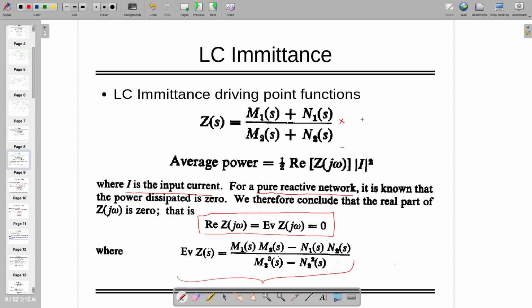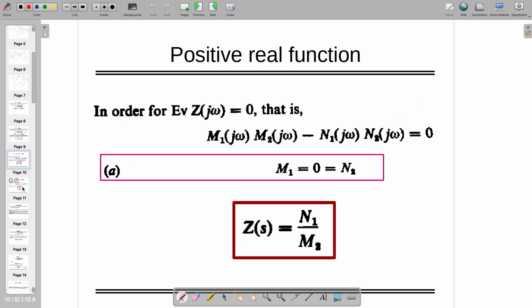To achieve this, we have multiplied and divided this equation by m2 minus n2, and through that we have derived this equation, right? And we looked at just the real part. Now, to achieve this equal to 0, we may have two possibilities. One possibility says that if m1 is 0, n2 is 0, then the function is 0.